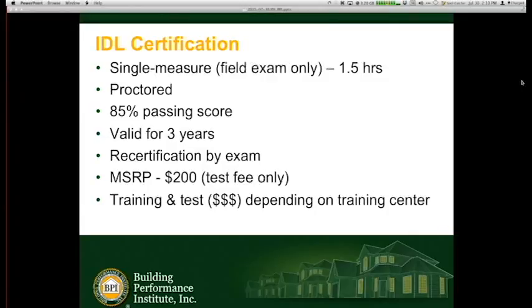You need an 85% as your passing score, and this, as with all other certifications, lasts for 3 years, and you'll be recertified after that by completing the exam again. The MSRP of $200, which I put in there, is really the test fee. So if you don't feel you need any training because you've been doing something similar, and you just want to go sit for the exam, it's around $200 for any of the test centers that are out there. If you feel you need training and want to take the test, that ranges depending on the trainer and the center and what all they're offering, how long of a training they'll do depending on your knowledge level.